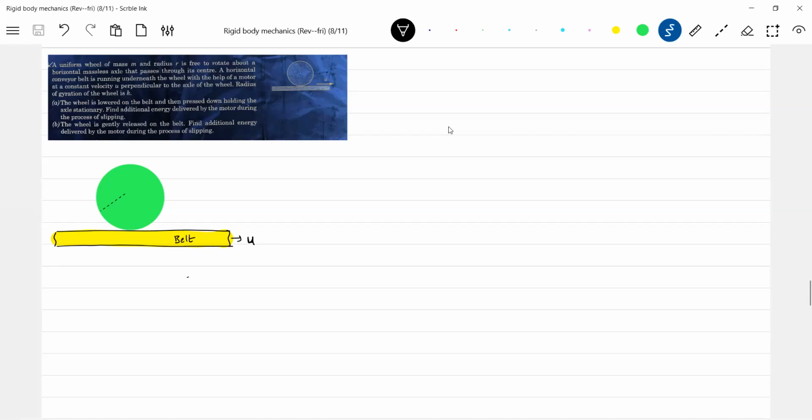Wheel of mass and radius are... So what do you mean by wheel? What shall I take? Moment of inertia. He gave radius of gyration, sir. Where is there? Last sentence. Radius of gyration of the wheel is k. Okay, then we'll write it as mk square. Moment of inertia will be mk square. Where all needed, I'll be using this data.